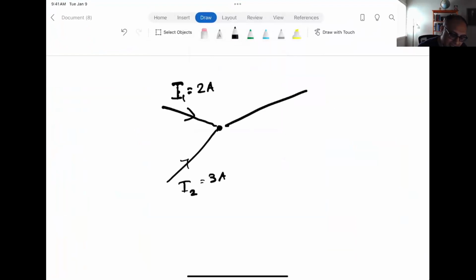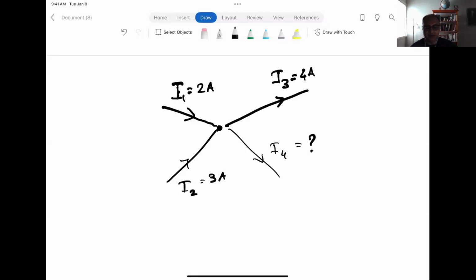And then you've got this current I3, which is leaving the junction. Let's say that this is 4 amperes. And you've got another current I4 leaving the junction. Let's say we don't know what that is. Okay, we can figure it out in just a moment. Now, what Kirchhoff's rule says is that the algebraic sum of all the currents at a junction, entering the junction or leaving the junction, has to be 0.